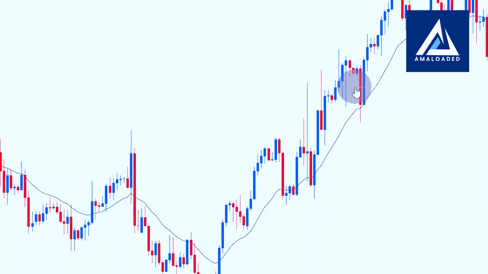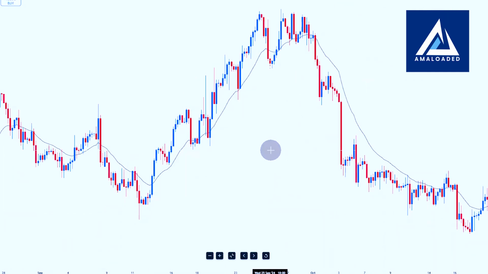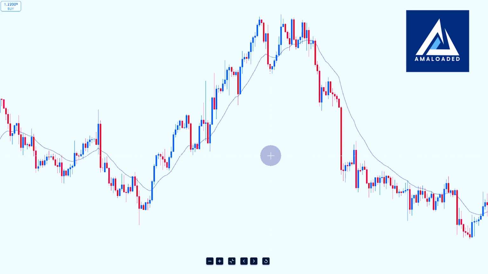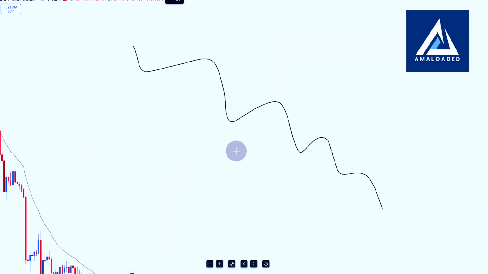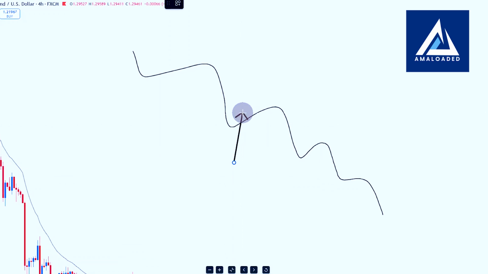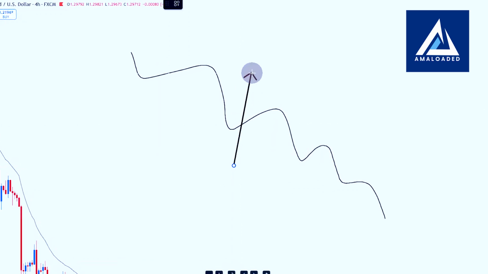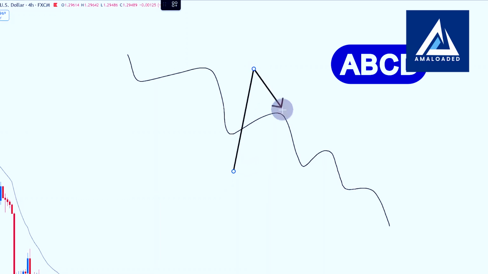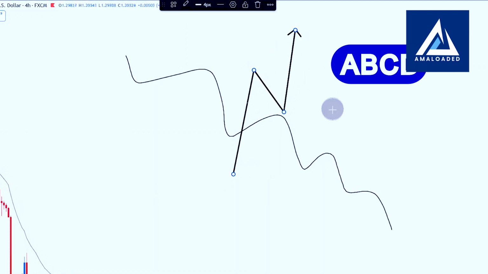One of the functions of this moving average is to use it as a confluence to support your market sentiment. Let me show you how to combine this moving average with the market structure. Let's assume the price action is bullish right now. The first thing you have to do is to establish this pattern: A, B, C, D movement.